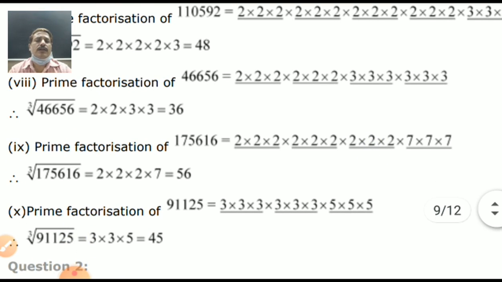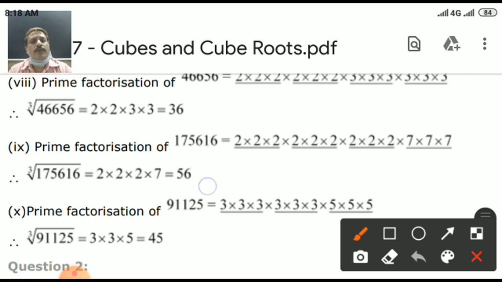Yes, my dear student, 91,125. Last question of this one. You can just try it out. 2 is not possible because this is an odd number. How to find odd numbers? Once again I remind you, you have to check the last digit. If the last digit is 2, 4, 6, 8 or 0, then it is even. Otherwise, if you see 1, 3, 5, 7 or 9, it's an odd number.